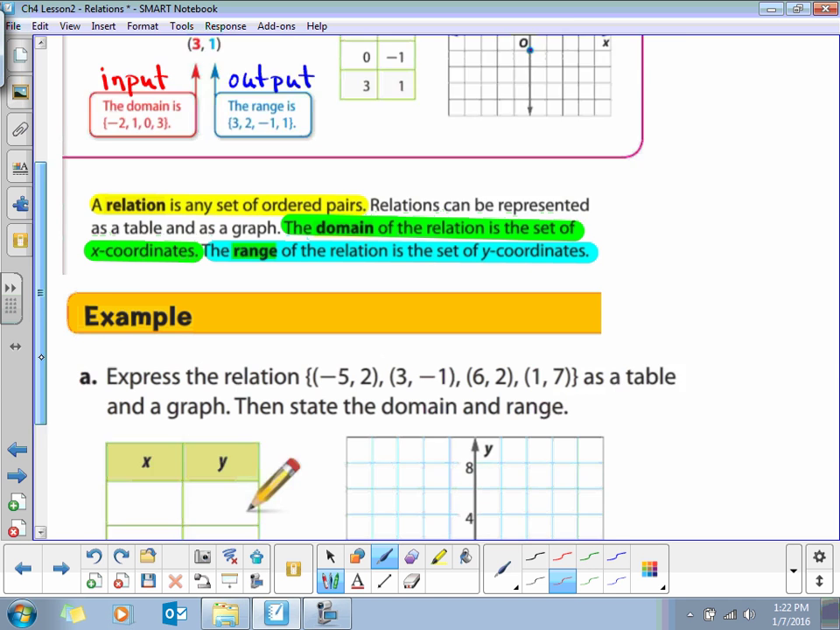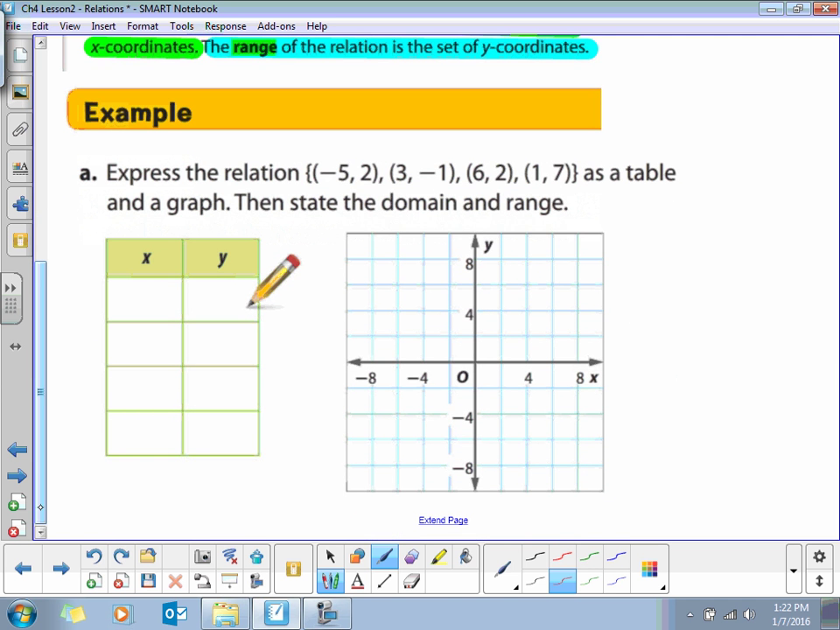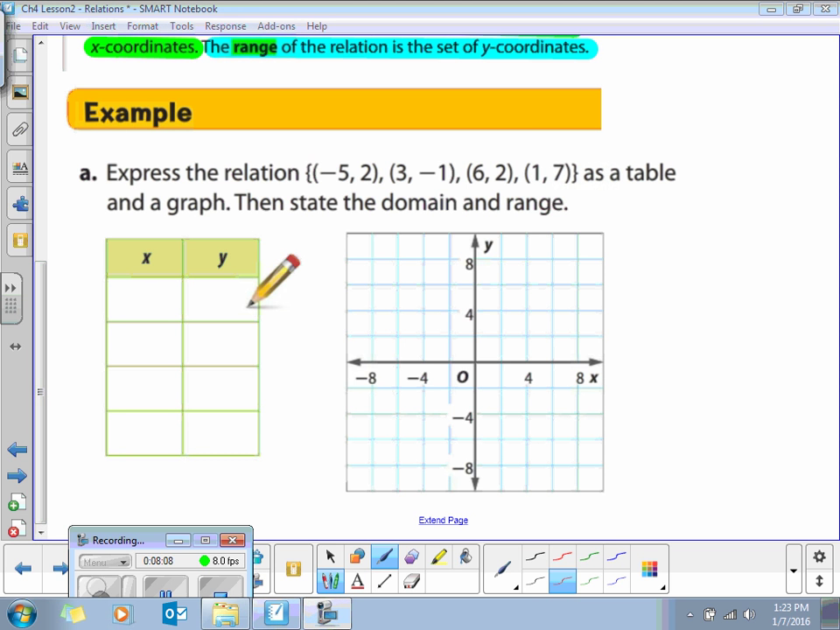All right, so let's take a look at this example down here. It says express the relation (-5, 2), (3, -1), (6, 2), and (1, 7) as a table and a graph, and then state the domain and range. Okay? So all we're going to do here, we've got x comma y, x comma y, x comma y, x comma y. Those are all in the form x first, y second, right?